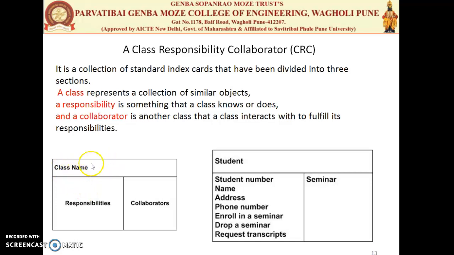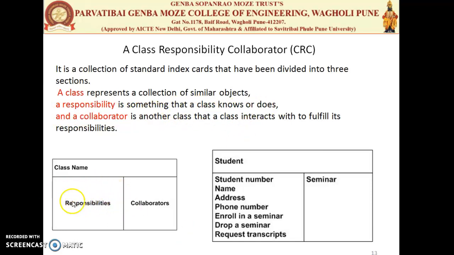There is a class name, the responsibilities under that class, and the classes with which those responsibilities are related, which are nothing but your collaborators. So the three different things in the CRC are: first is the class name, second is the responsibility, and third is the collaborator. The class represents a collection of similar type of objects. A responsibility is something that a class knows or does.